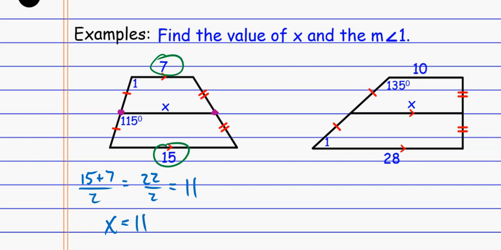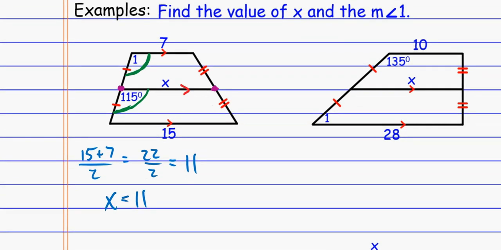The other thing we know about the midsegment is that it's parallel to the other sides. Once again, if all three of these are parallel, we know that parallel lines go off at the same angle, which means if this measurement is 115 degrees, then this measurement right here must also be 115 degrees because they're parallel lines. They have to go off at the same angle. So the measure of angle 1 is going to be 115 degrees.